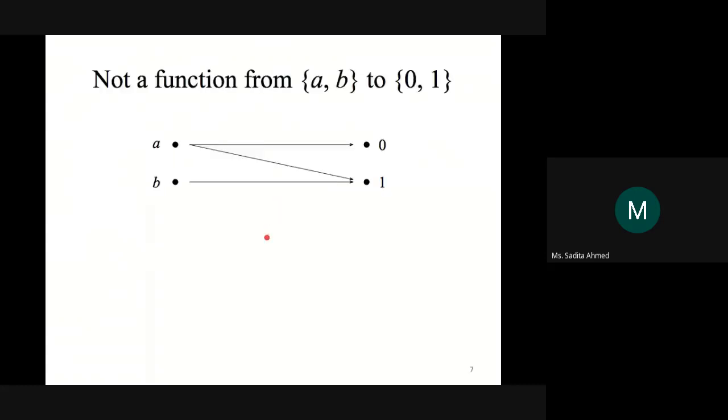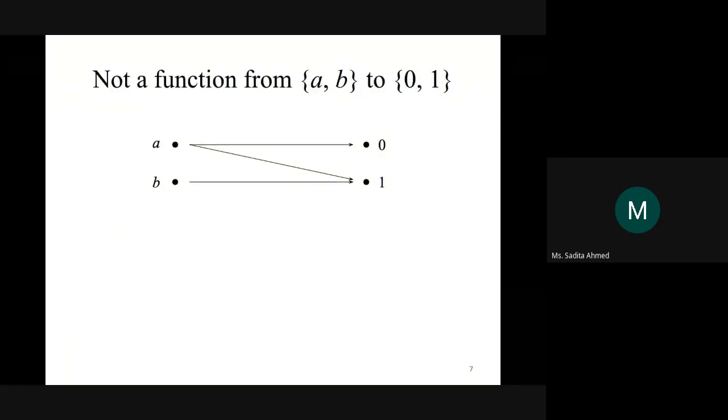Okay? Now, this is not a function. Why is this not a function? First of all, let's go by the conditions. The first condition is what? That each element on the left-hand side must be mapped. Are they mapped? Each element on the left-hand side? Yes, they are. Each of them is mapped. The next condition, what is that? Each of the elements on the left-hand side has to be mapped to exactly one element from the right-hand side.